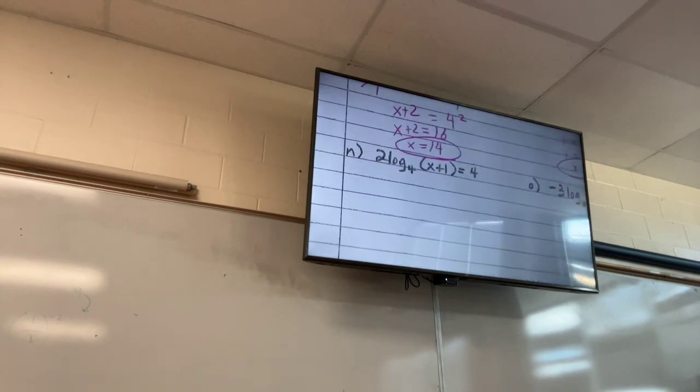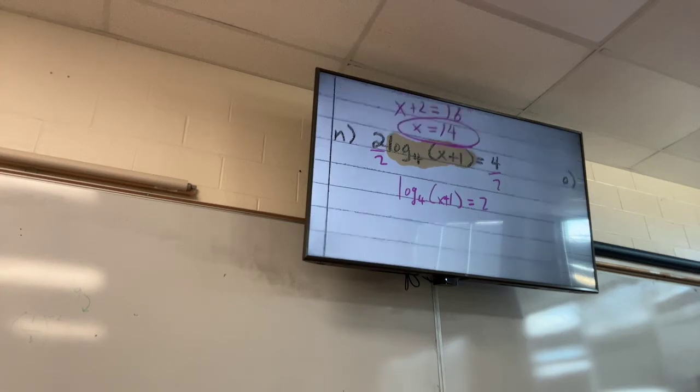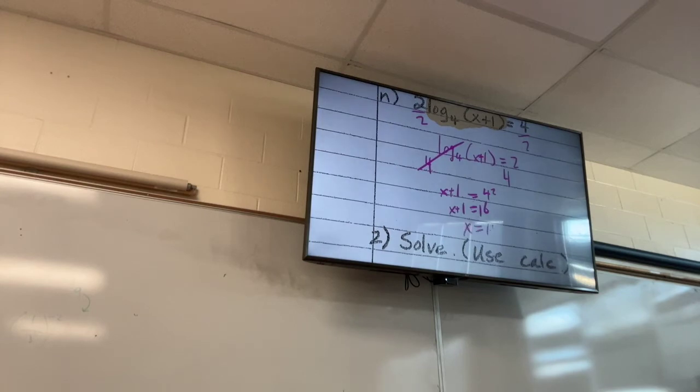Good stuff. Part N, we want to get what by itself first? So just like we were getting the exponents by themselves, now we want to get the logs by themselves. We're going to divide by 2. Okay, how do we break everything out of the log? 4 to the left equals 4 to the right. That cancels. We have x plus 1 equals 4 squared, or x plus 1 equals 16, or x equals 15.